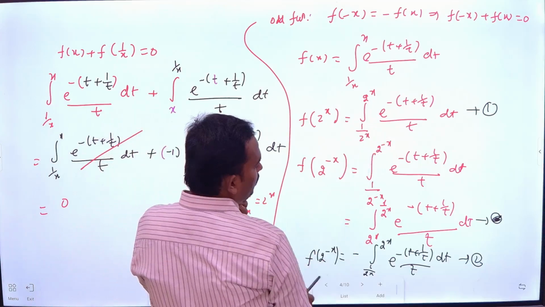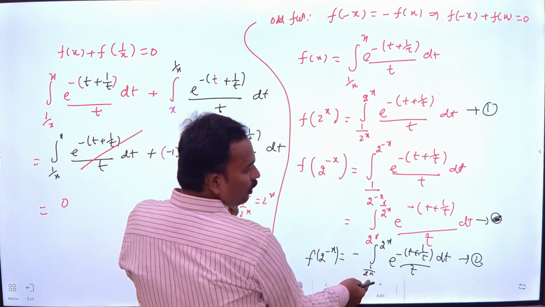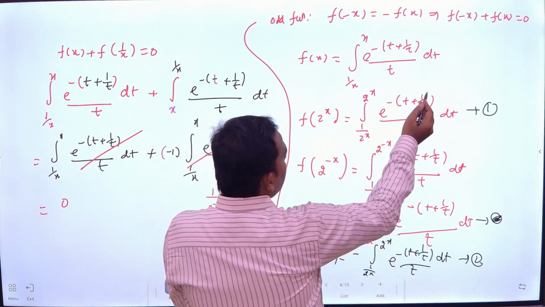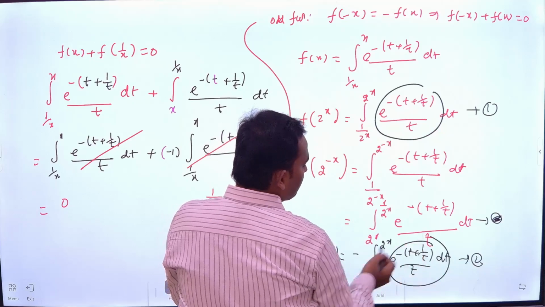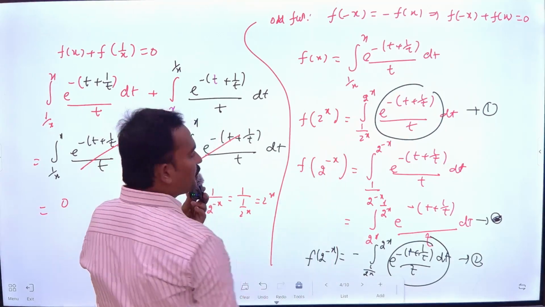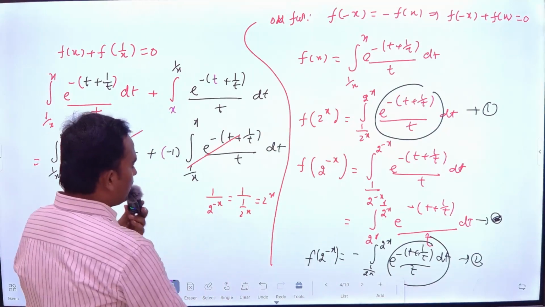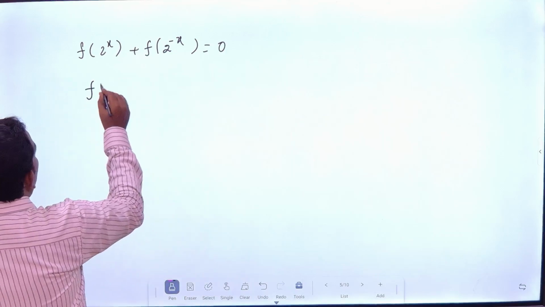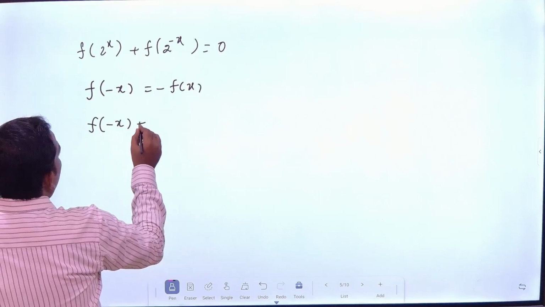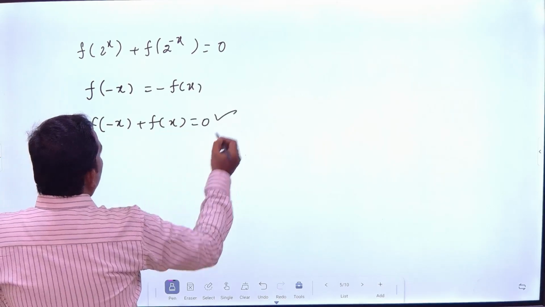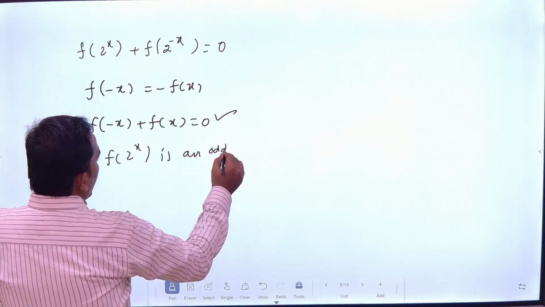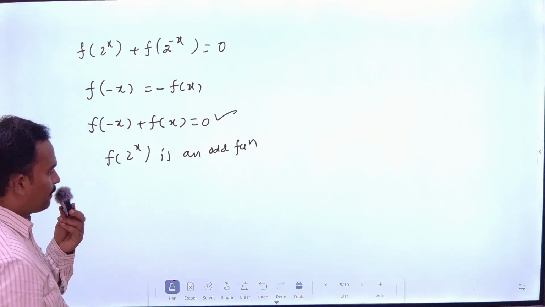You can see the first equation, 1 by 2 power x is there, here also 1 by 2 power x is there. In the upper limit, 2 power x is there, 2 power x is there. So the integrand will be the same here also. But the only difference is plus here, minus there. Add these two things, you'll get 0. That means f of minus x is equal to minus f of x. That means f of minus x plus f of x equal to 0. Then we can say f of 2 power x is an odd function. Clear? Okay, good.